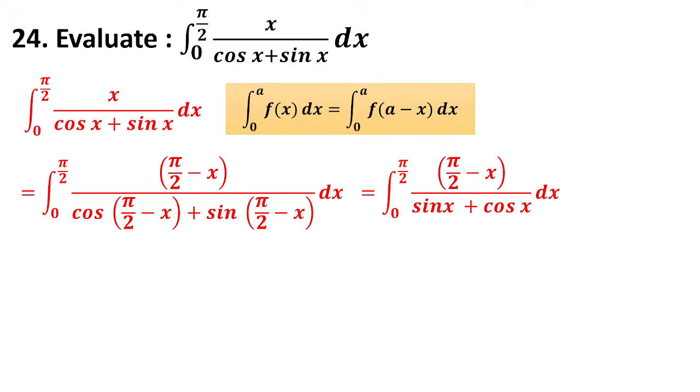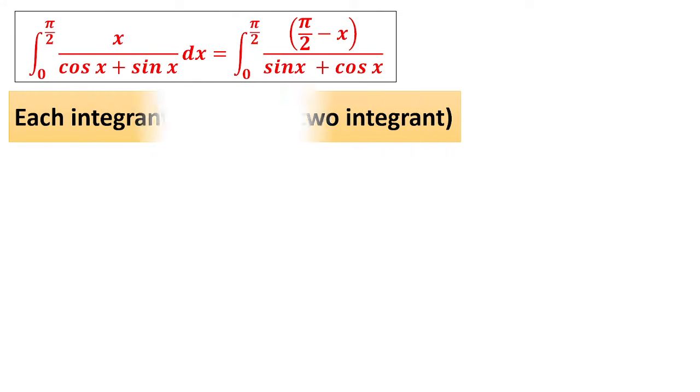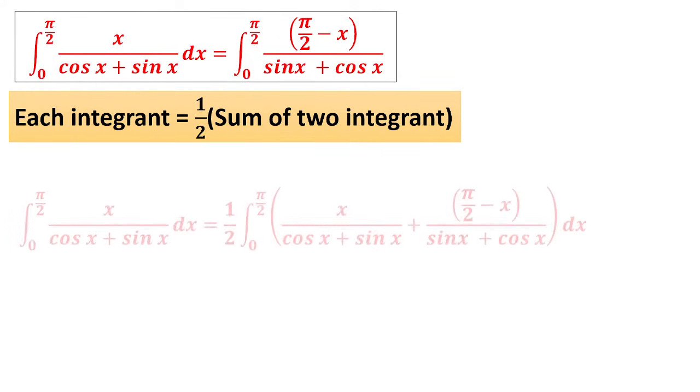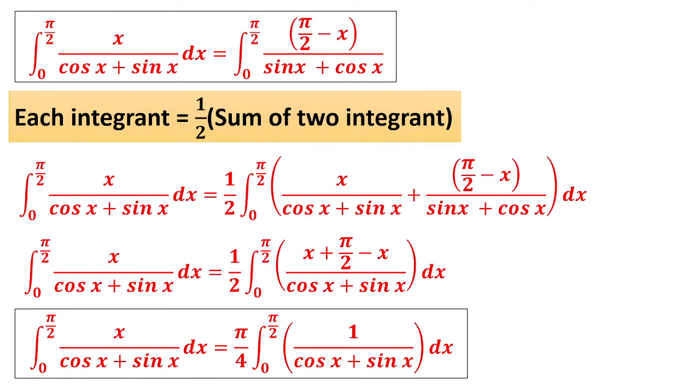Always remember, whenever you use this replacing x by a minus x, x by pi by 2 minus x, x by pi minus x, denominator normally won't change. If the denominator is changing, whether you are wrong or otherwise, property should not be used. Well, I started with one integral, I got another integral. I'm using the same technique. Each integral is equal to half into sum of the two. When I add them, x and x cancel. Therefore, I'm getting pi by 4 into the integral.